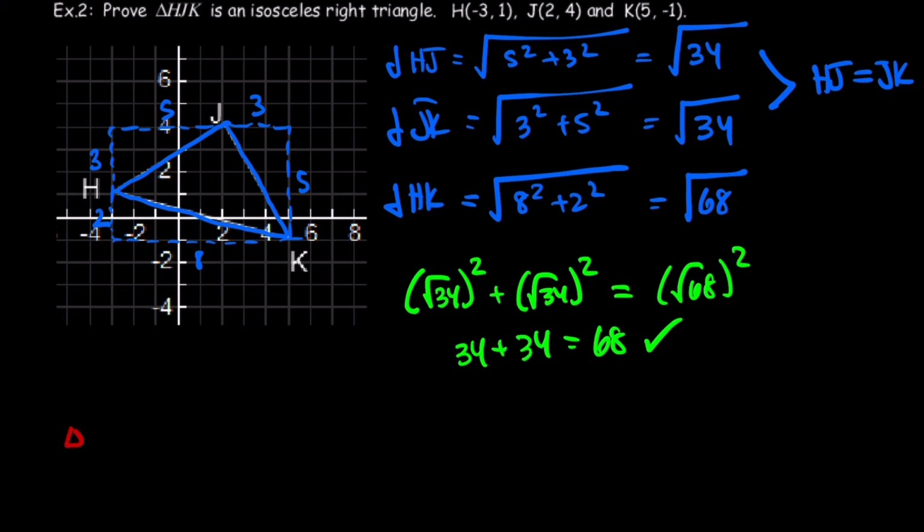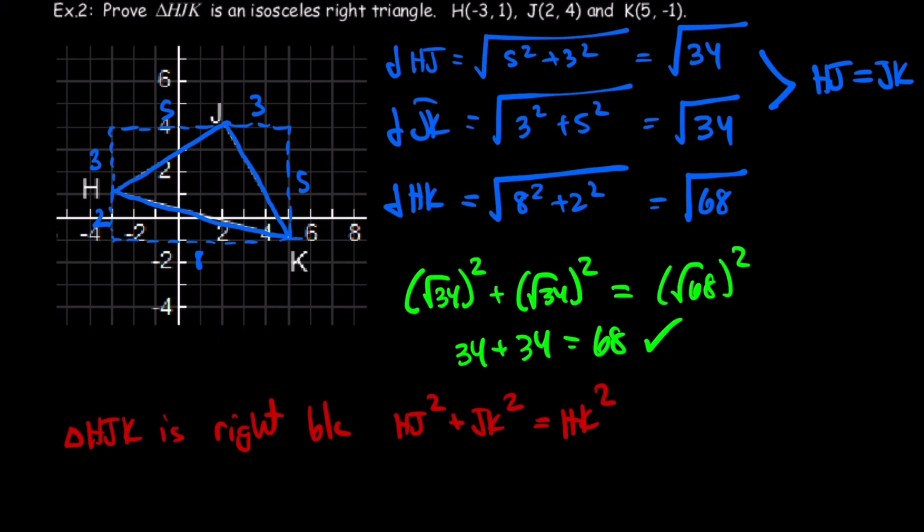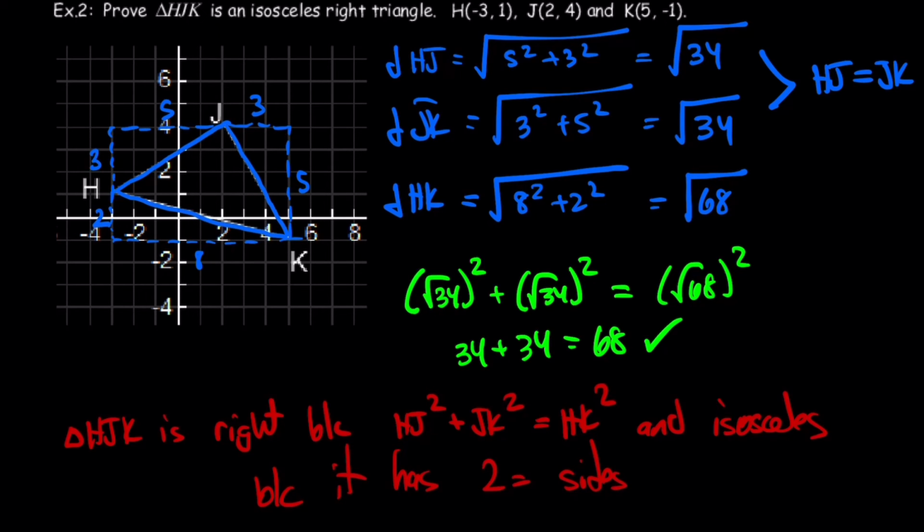So I will say triangle HJK is right because HJ squared plus JK squared equals HK squared, and isosceles because it has two equal sides. So that is as long a proof as I can ask you in this unit, combining the right triangle with isosceles or with a scalene.